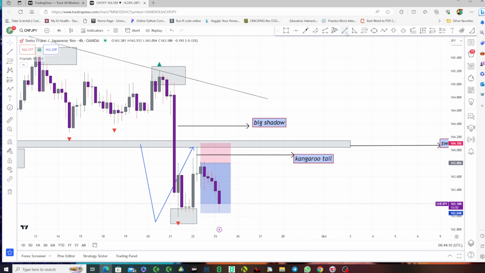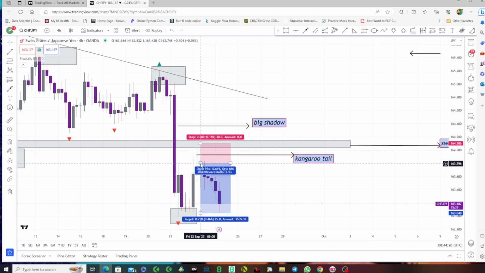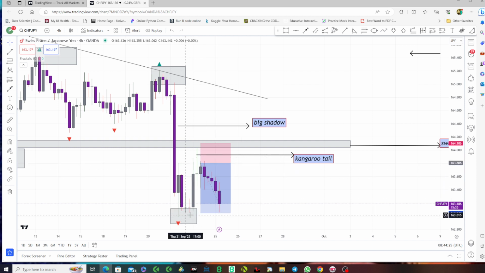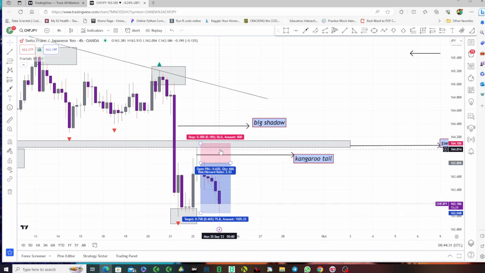Now, this is how the market went. As soon as the kangaroo tail candle was formed, there was a little bit of manipulation. I knew the market was definitely coming down to this zone where it was before. That was my take profit. So I risked just 30 pips to gain 75 pips.